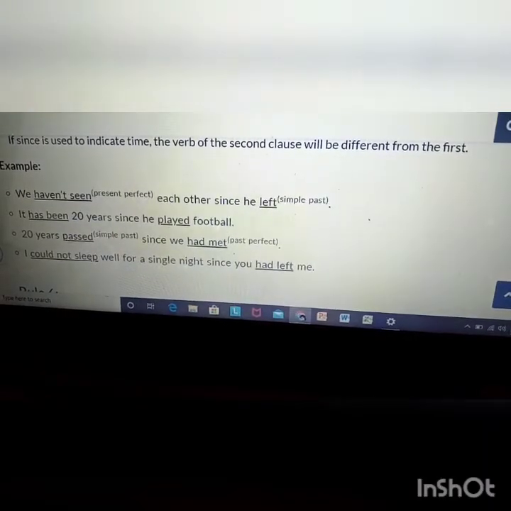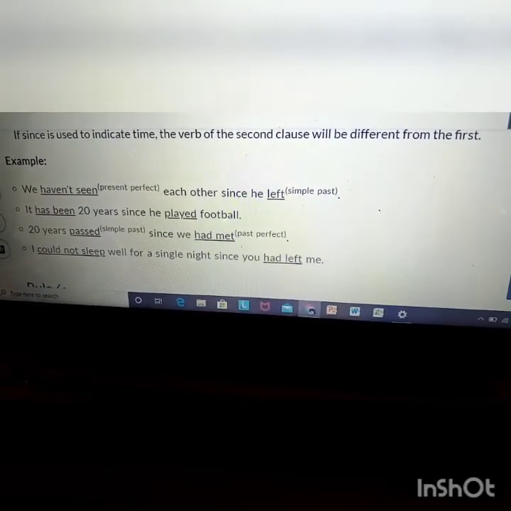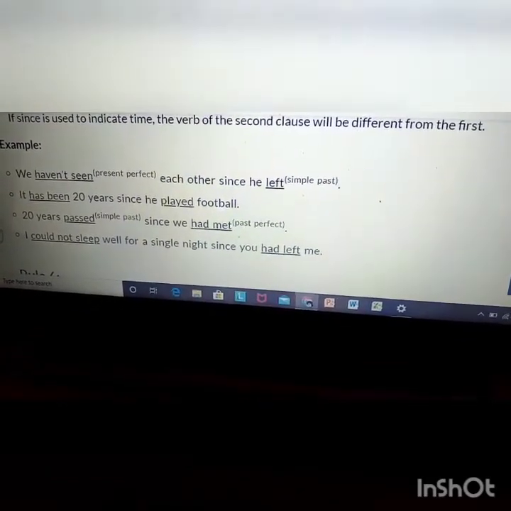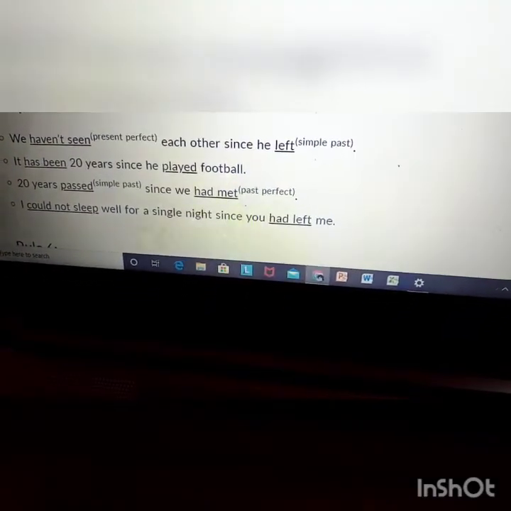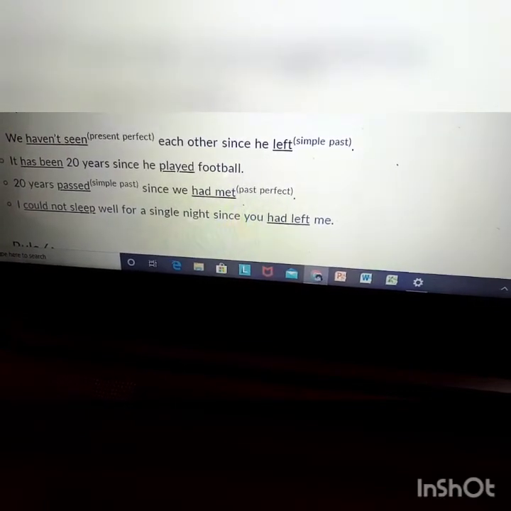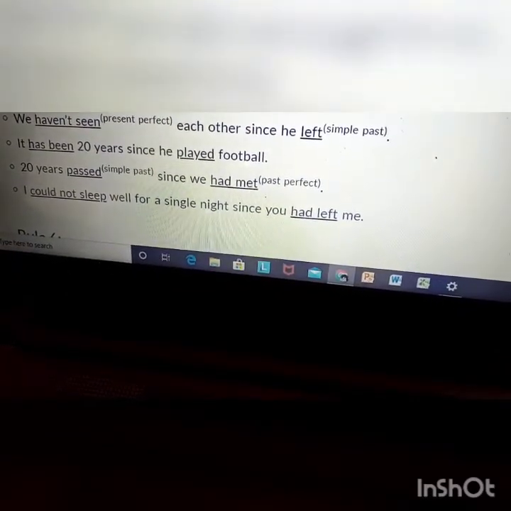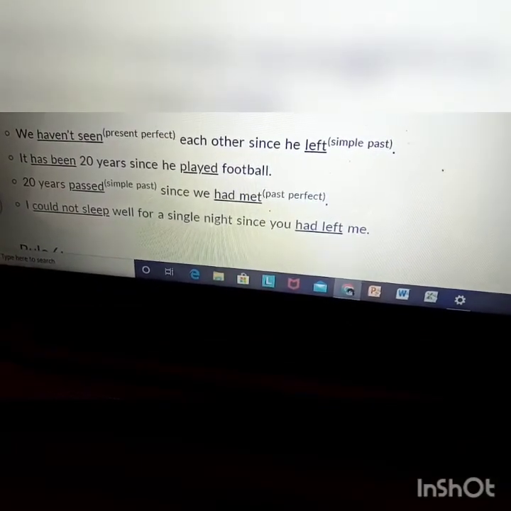The next use of since is, if since is used to indicate time, the verb of the second clause will be different from the first. That means if the first clause of since is in present indefinite tense or in present perfect tense, then the second clause of since will be in past indefinite tense. And if the first half of since is in past indefinite tense, then the second clause will be in past perfect tense. So let's see the example.